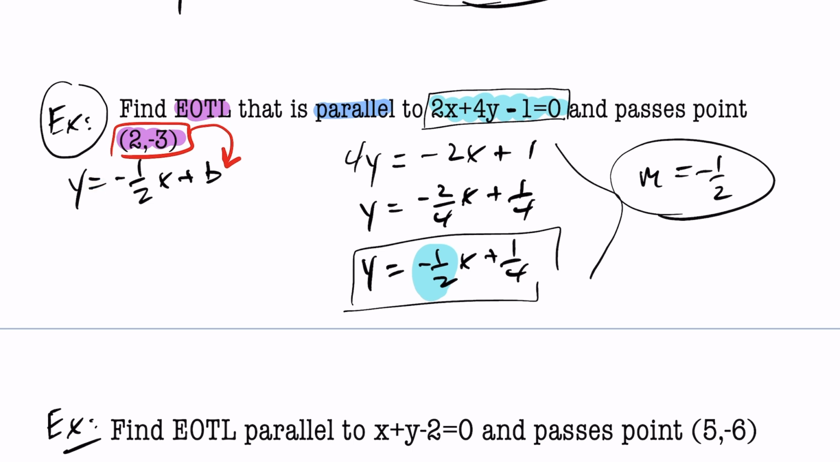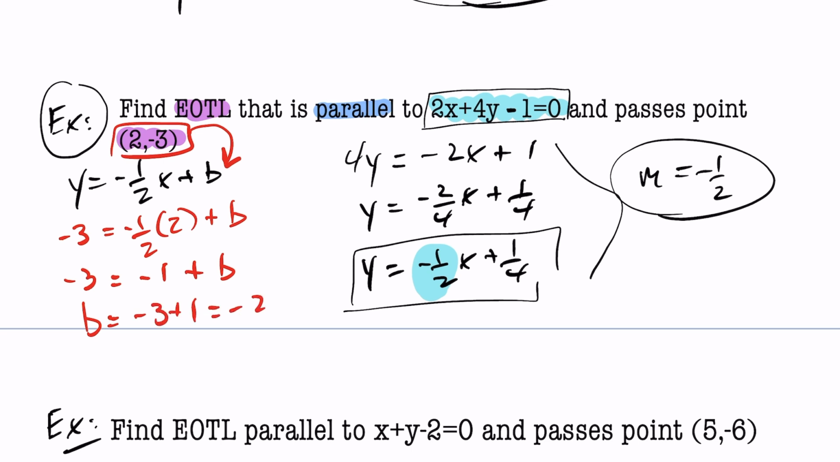So I can get rid of the y and change it to a minus 3, and I can get rid of the x and change it to a 2, to which I get negative 3 equals negative 1 plus b, and you can solve for b, and you get negative 3 plus 1, and you get negative 2. So putting this all together here, we have that the equation of the line is y equals minus 1 half x minus 2.